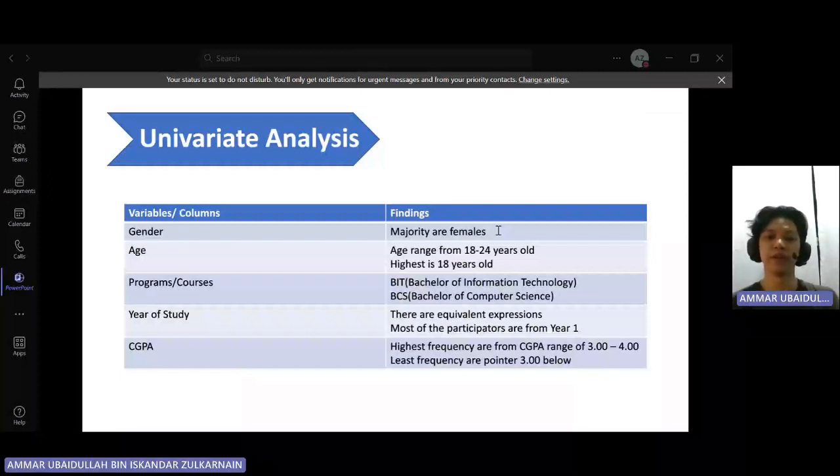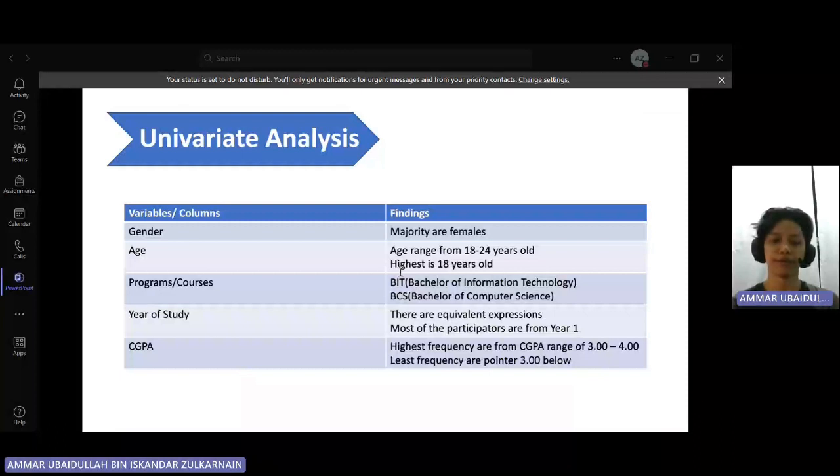Our second variable is age. The largest group of participants are 18 years old, consisting of 32 participants, followed by 24 years old and 19 years old. The age group with the fewest participants is between 20 and 22 years old. Our next variable is courses. Most participants are from the Bachelor of Computer Science course, followed by Bachelor of Information Technology and Engineering courses. The courses with the fewest participants will be shown in the following graph in our report.